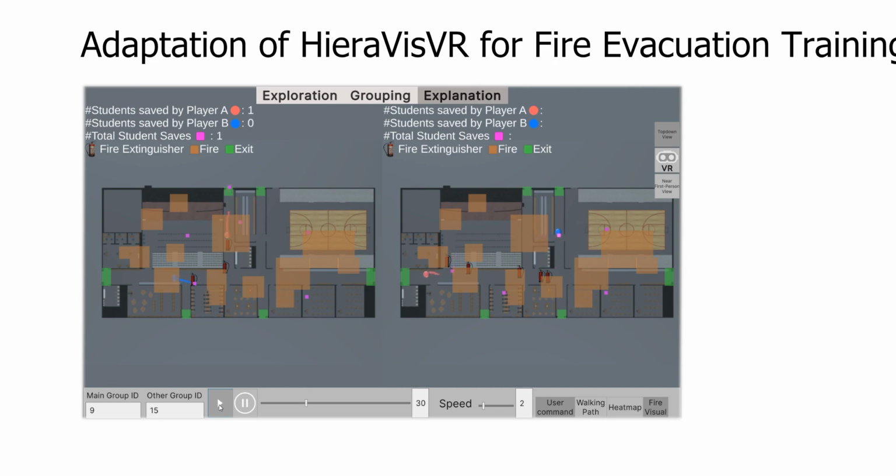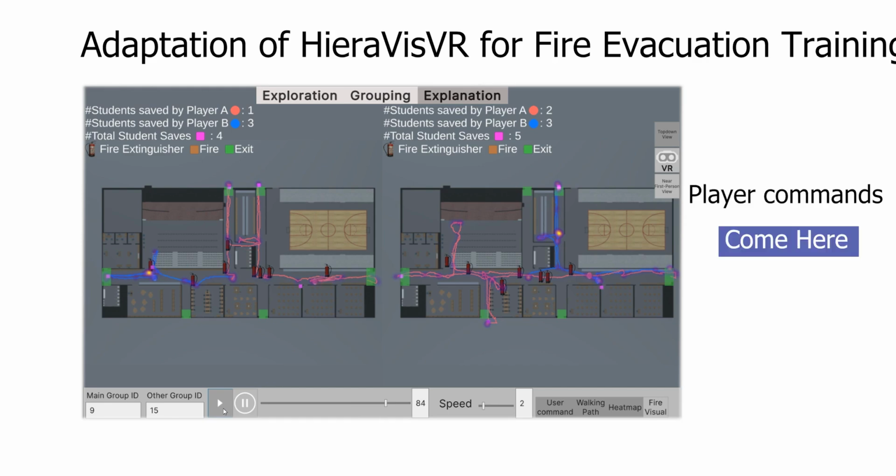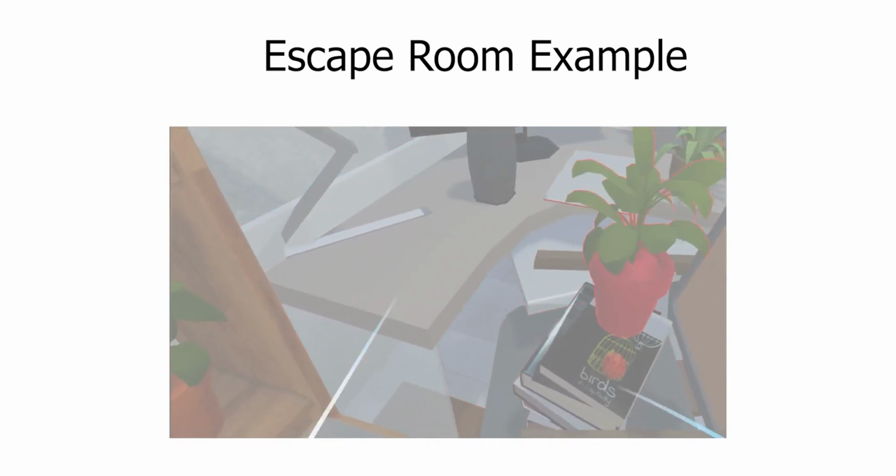Here we show the explanation stage of the application, offering a side-by-side comparison of 2 pairs of volunteers participating in a fire drill practice scenario at the same difficulty level. Custom annotations are implemented in this application. For example, fire extinguishers appear when volunteers first encounter a fire, and commands are shown as volunteers instruct virtual students to follow. The second example is the escape room game.